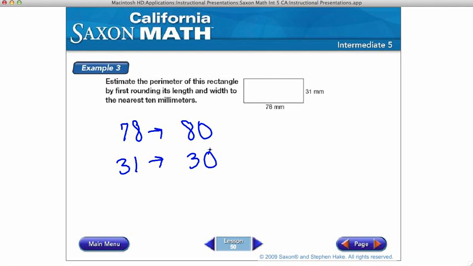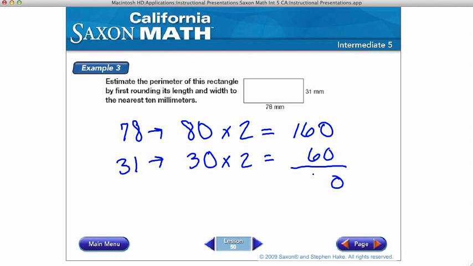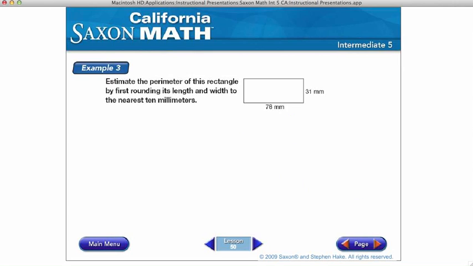So I'm going to multiply first. 80 times 2 equals 160. 30 times 2 equals 60. And I add it up, and we get a perimeter of about 220 millimeters. All right, okay, example 4.